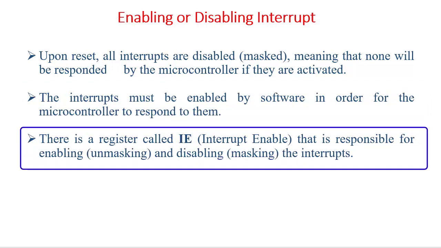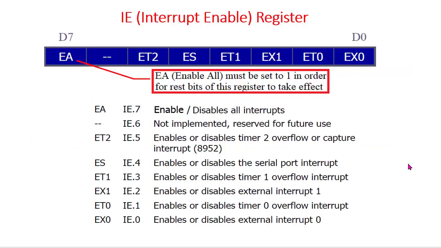And for that we need to set a particular register. There is a register called interrupt enable, IE, that is responsible for enabling and disabling the interrupts. So we need to set the interrupt enable register. The interrupt enable register is an 8-bit register. This is the explanation of the different bits. This is EX0. This bit is used to enable or disable external interrupt 0. This EX is for external. Similarly EX1 is for external interrupt 1.